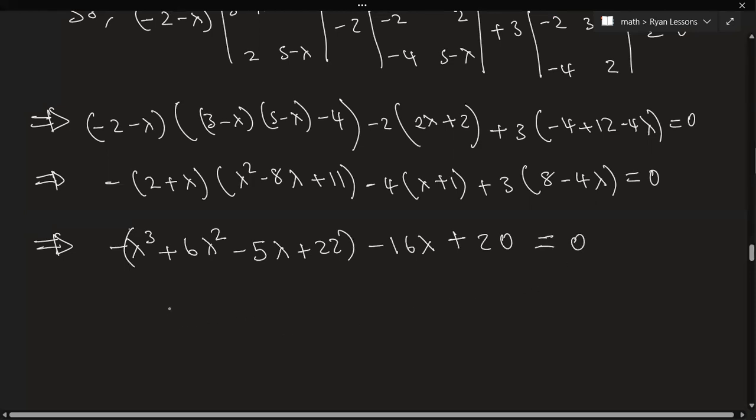So what happens? I can divide everything by this negative so that my terms here are positive. I'll get lambda cubed plus 6 lambda squared. This will become positive. So I'll have 16 minus 5, which is plus 11 lambda.